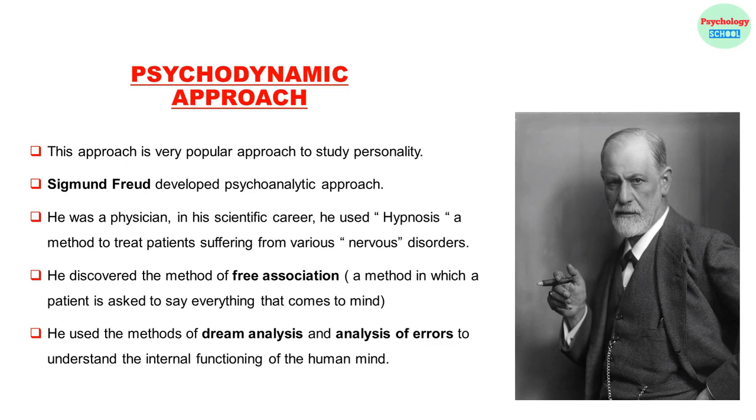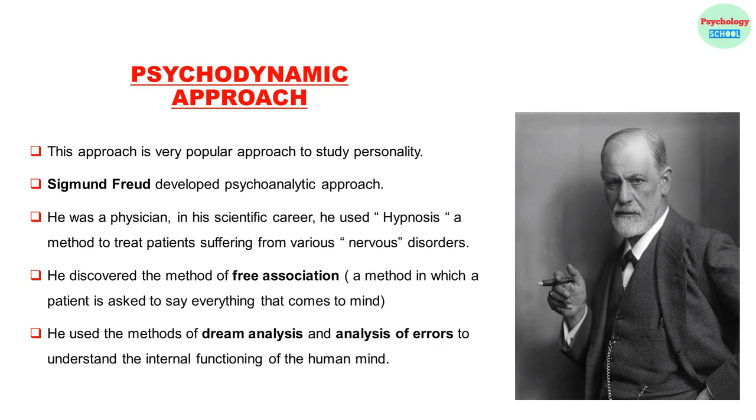So in his scientific career, he used the hypnosis method to treat patients suffering from various nervous disorders. Eventually, he discovered the method of free association, in which a patient is asked to say and share everything that comes to mind. Now, he also used the methods of dream analysis and analysis of errors to understand the internal thoughts and ideas and overall functioning of the human mind.